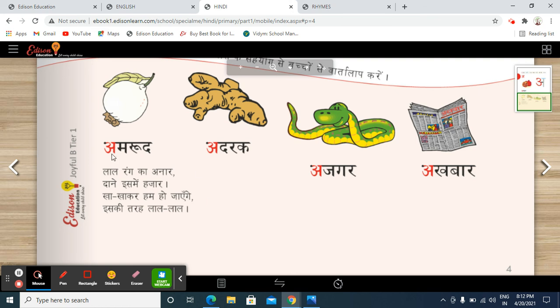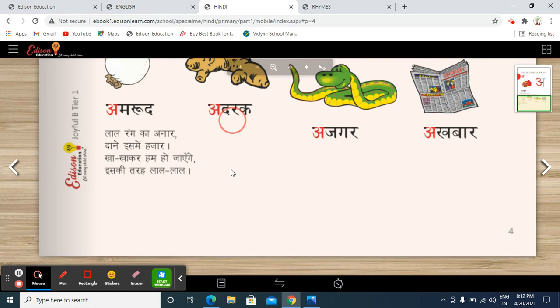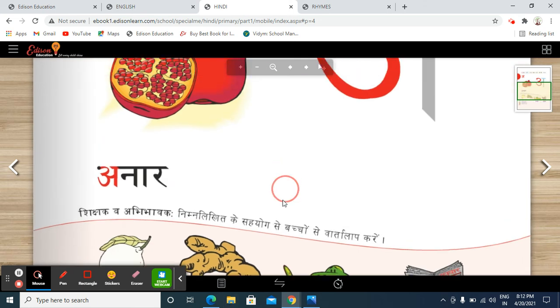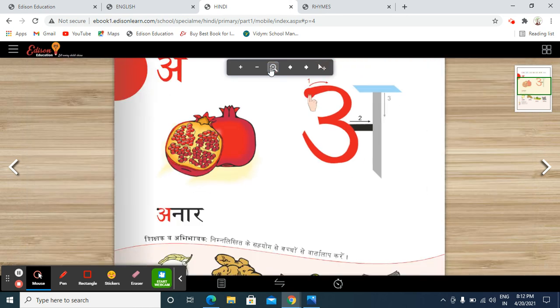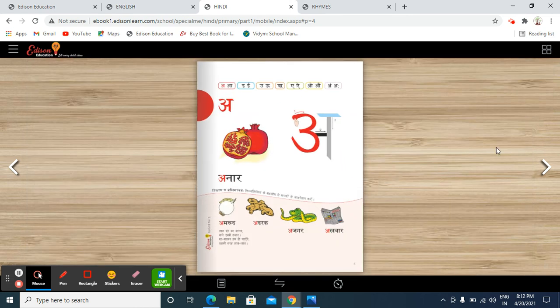Parents, you can recite or you can read out these lines for your child as well. लाल रंग का अनार दाने इसमें हजार खा खा कर हम हो जाएंगे इसकी तरह लाल लाल. Look here, this is red lal. Okay, so we were done with this page.